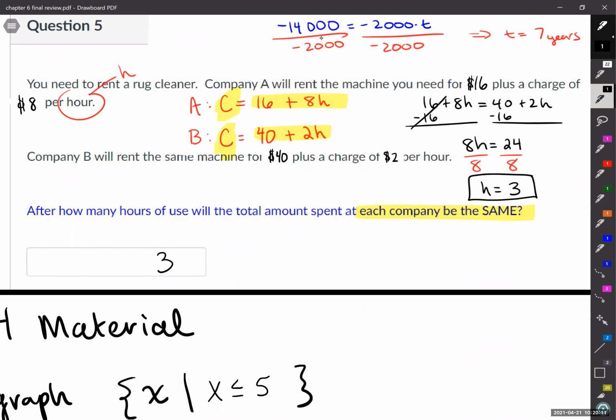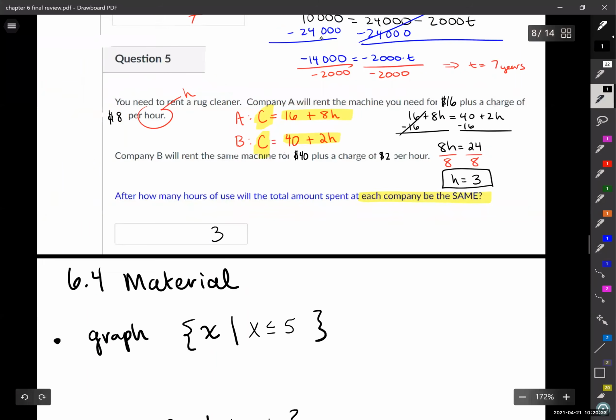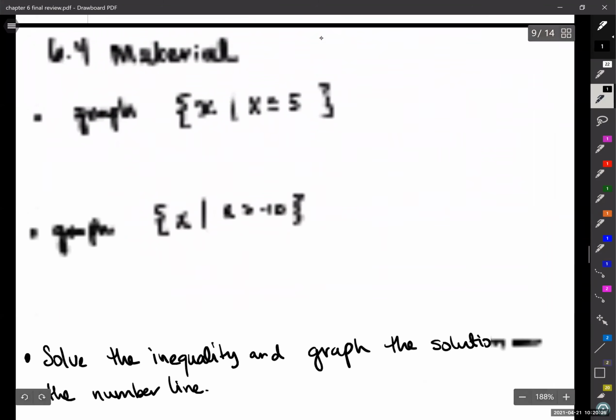Now that was just a sampling of 6.3. Like I said, if you'd like more practice working with these word problems, I'd encourage you to go back to the 6.3 lecture video. That's in our class YouTube playlist. So now let's move to inequalities.